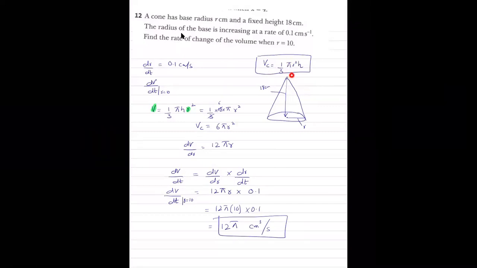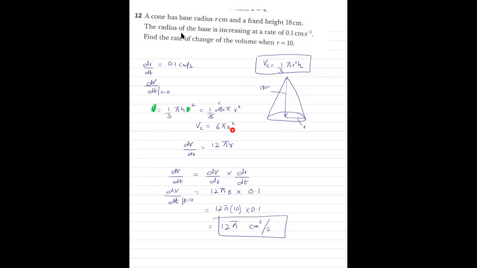The volume formula was not given in the question. So we do expect you to know that the volume of a cone is given by 1 over 3 pi r square h. If you read the question, it has the height of the cone as a constant value. It's a fixed height. And it says that the radius of the base is increasing at a rate of 0.1 centimeter per second. I need to find the rate of change of volume, that is dV over dt, when r is 10. So if the volume of the cone is 1 over 3 pi r square h, after plugging h as 18, the volume of the cone reduces to 6 pi r square.